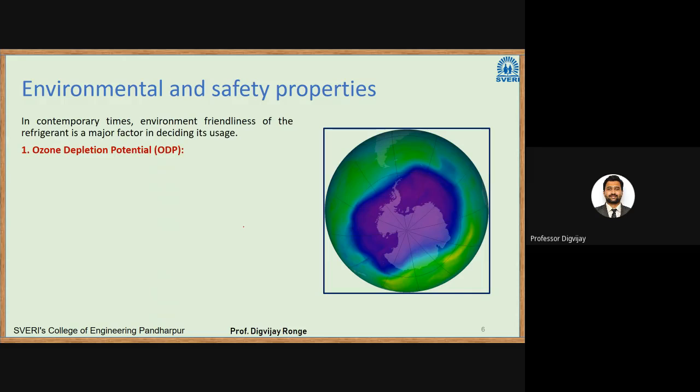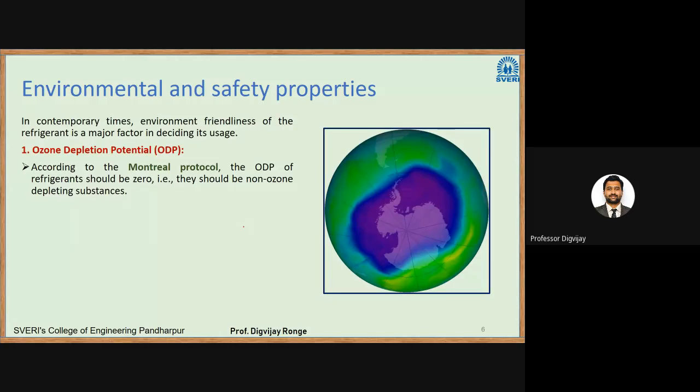So at the Montreal summit, they decided that we should stop the refrigerants which involve chlorine. According to the Montreal Protocol, the ODP, that is ozone depletion potential, of a refrigerant should be zero. That is, there should be non-ozone depleting substances. But the question remains, what is the ozone depletion potential? How can we measure it?